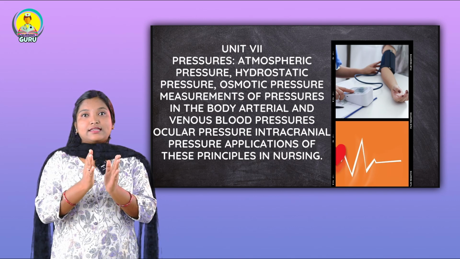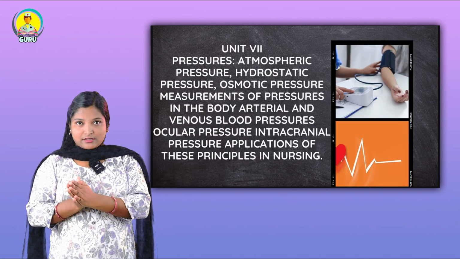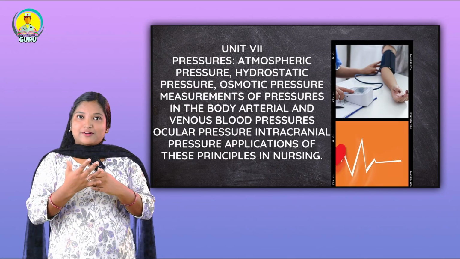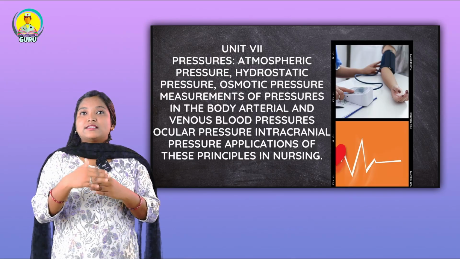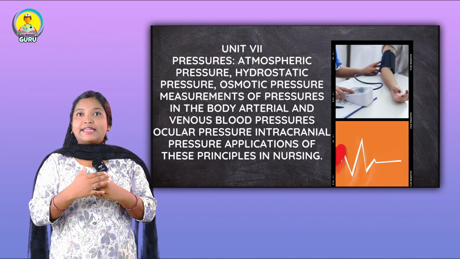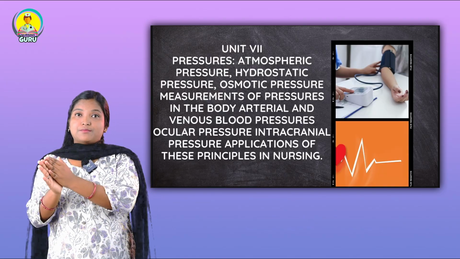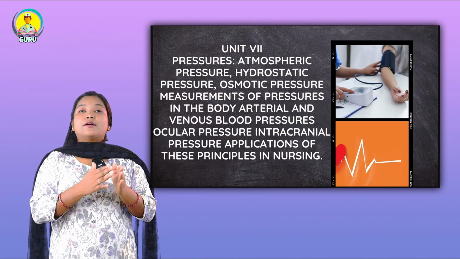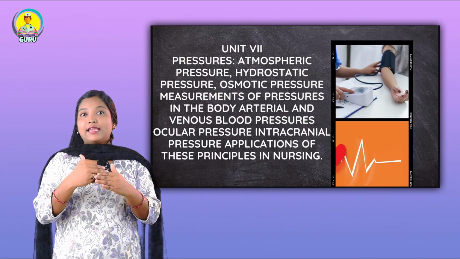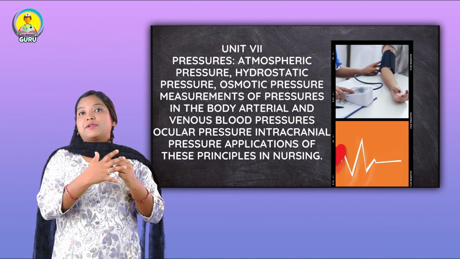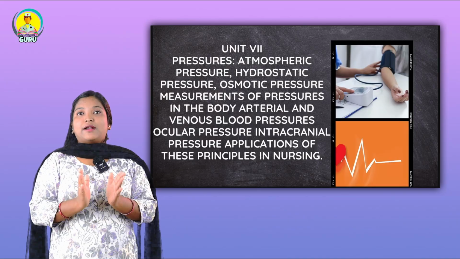The next thing is measurement of pressure in the body, arterial and venous blood pressure. In our body blood pressure is there, and we are going to measure it, so for that purpose we will study it here. The next thing is ocular pressure and intracranial pressure, then application of these principles in nursing. Whatever principles regarding pressure there are, we are going to study, and we are going to include the principles in nursing and advantages, everything in this particular unit.